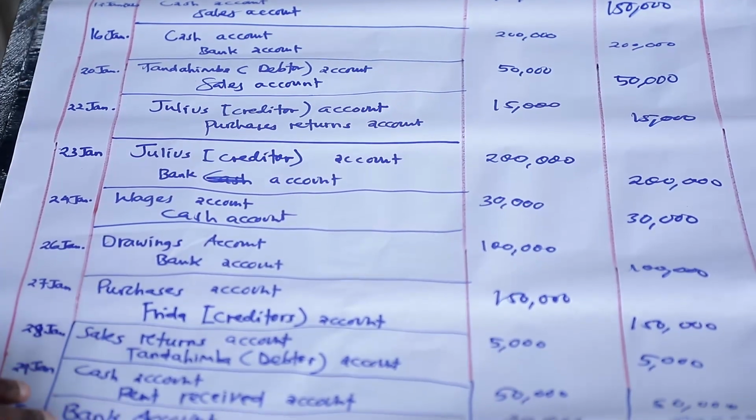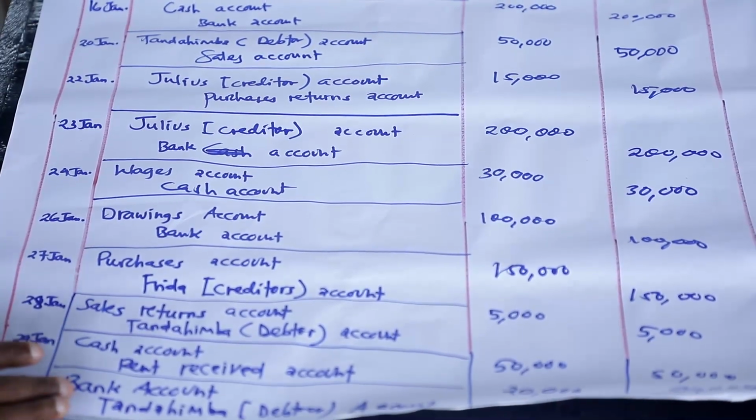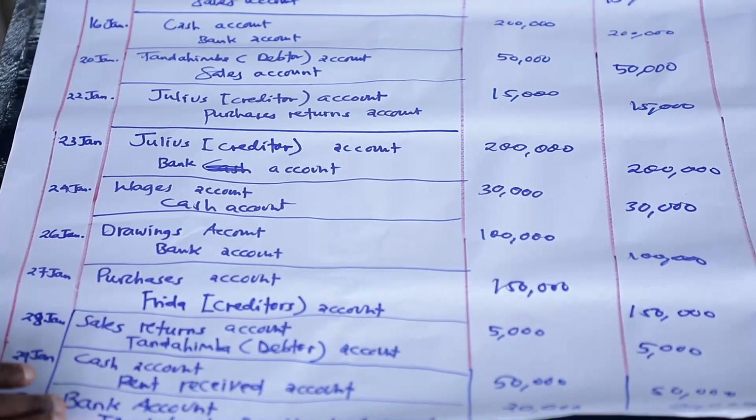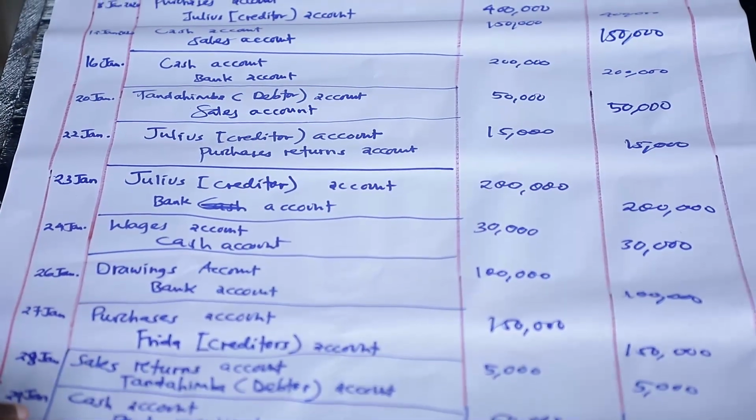So this is the first step, and after here we are going to see the second procedure whereby we are going to show the ledgers, but also on how we are going to show the trial balance after here.